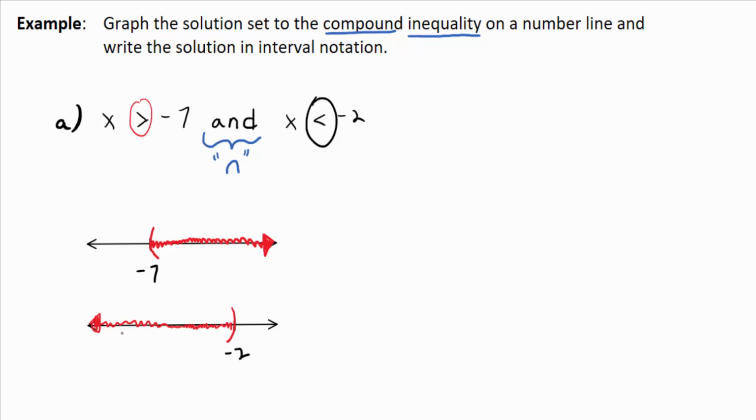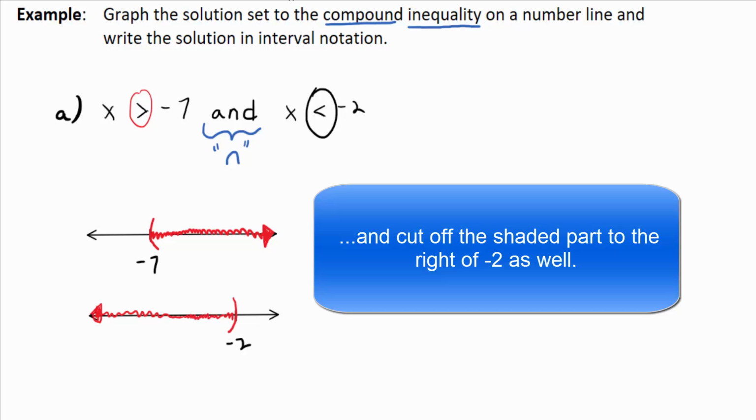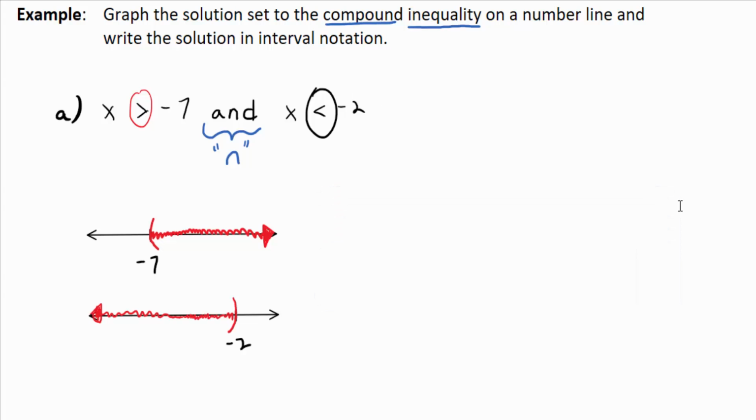Now, do you see where they overlap? In your imagination, you could almost go like this, and then cut off the part to the left of -7. So the overlapping shaded region is going to be from here to here. Does everybody see that? Not that you need to graph this every time to comprehend that, but if you haven't seen this stuff in a while, it doesn't hurt to do two separate graphs. So you're going to shade right in between -7 and -2.